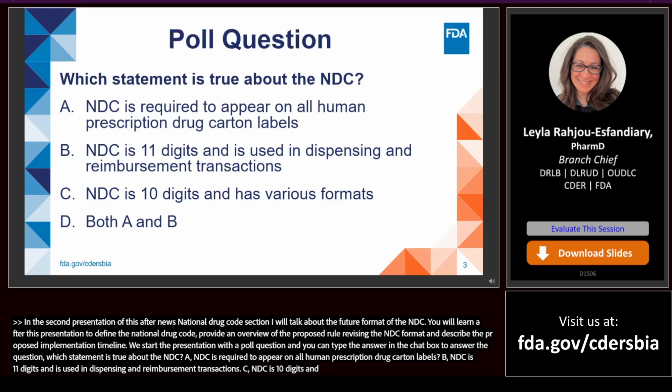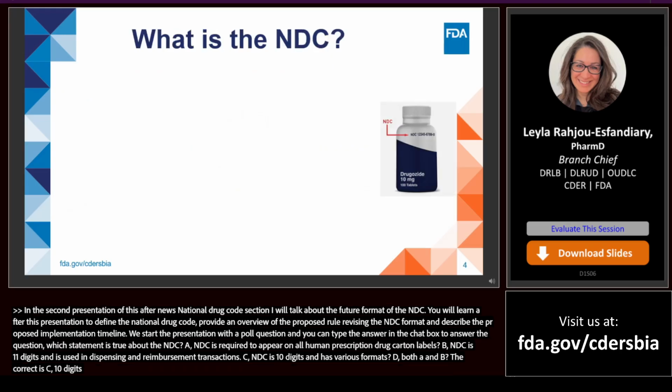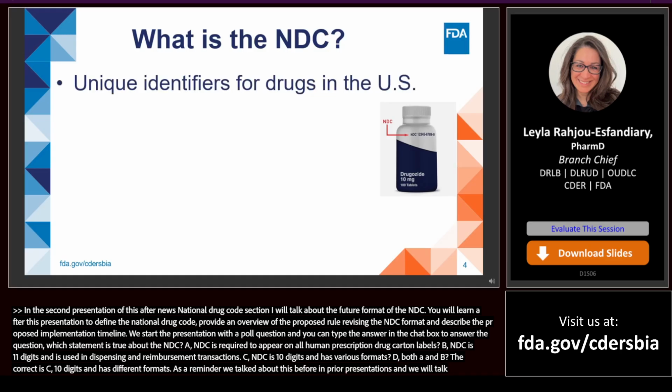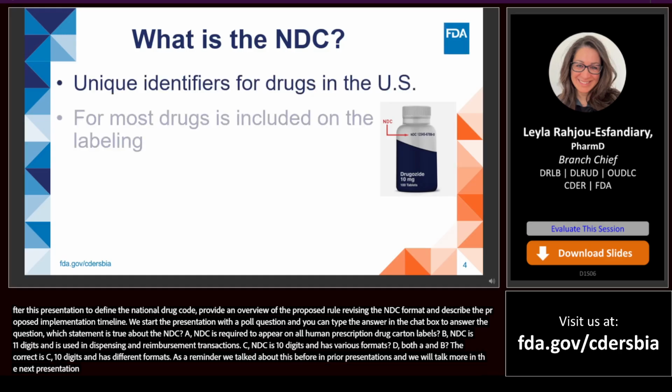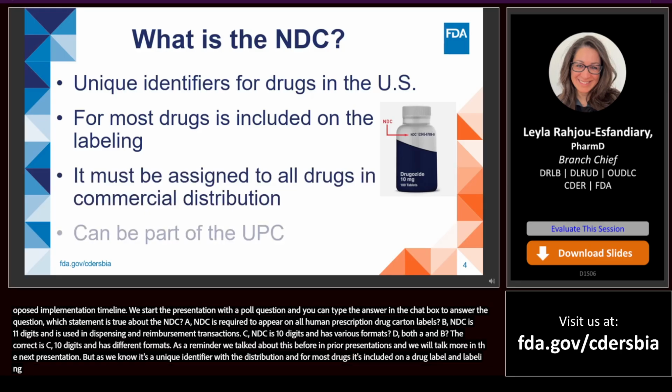See, the answers are coming in, and the correct one would be C. NDC is 10 digits and has different formats. So as a reminder, we have talked about this before in prior presentations, and we'll talk more about NDC in the next presentation. But as we know, it's a unique identifier for drugs in U.S. commercial distribution, and for most drugs, it's included on a drug label and labeling. It must be assigned to all drugs that are in U.S. commercial distribution and can be part of the UPC.